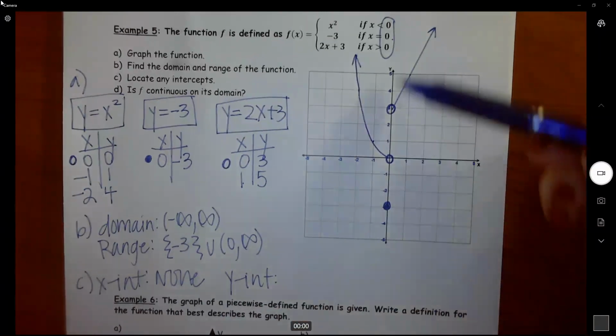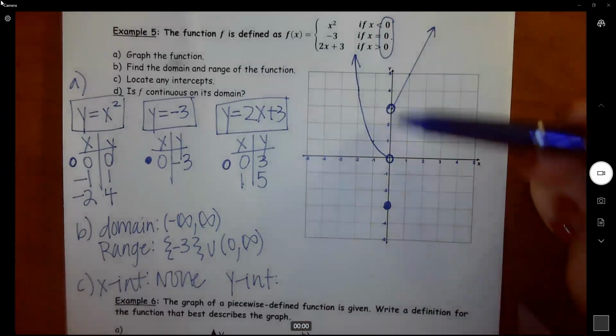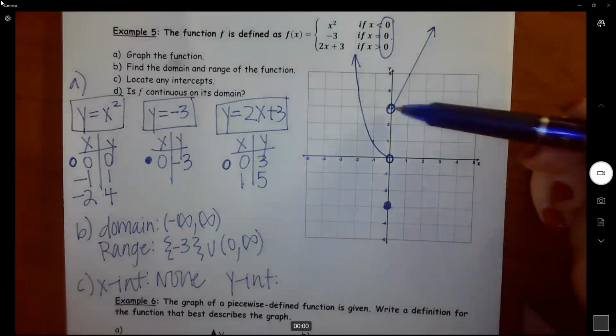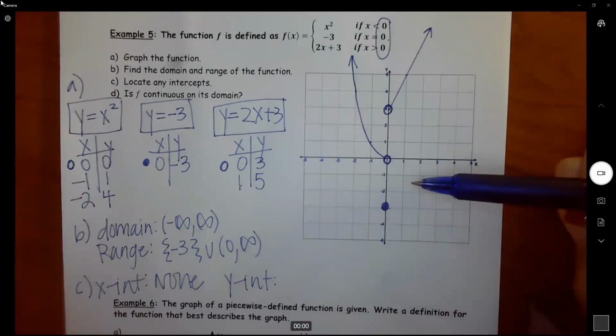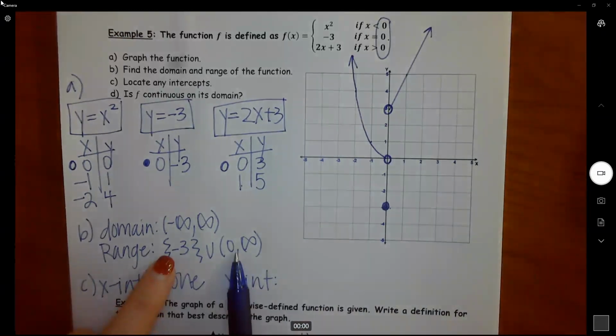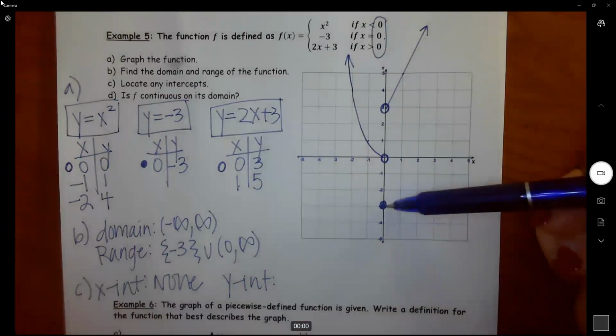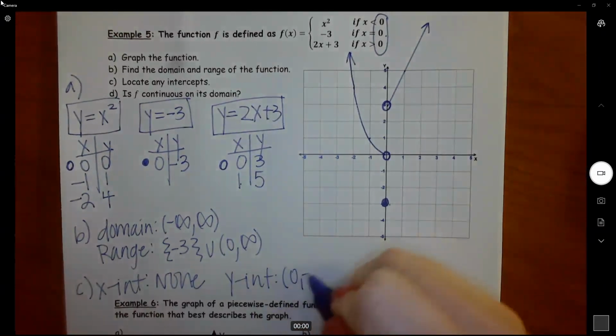Y-intercept, where is it crossing this y-axis? Well, it looks like it's crossing in 3 points, here, here, and here. These first two are, again, open circles, so those points don't exist in my range. So the only y-intercept I have is this lonely little point here, which is 0, -3.